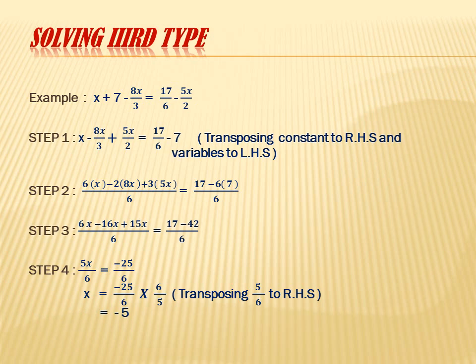So when we simplify this, we will see that 6 and 6 will cancel out, and minus 25 when divided by 5 will give you minus 5. So in this we have learned how to solve this equation using the very basic concept of transposition.